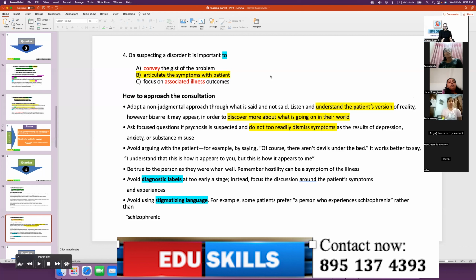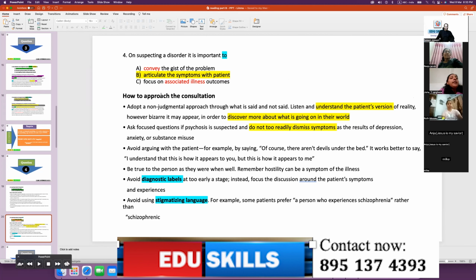Sit with the patient. Whatever you are doing in this text, everything is with the patient. Your consultation is articulating the symptoms with the patients. So what you said in the beginning, see, instead focus the discussion around the patient's symptoms and experiences. Definitely, it gives a clue to the answer, but every line, every bullet point has a connection to this B option. That's why we call it gist based question. Did you understand?